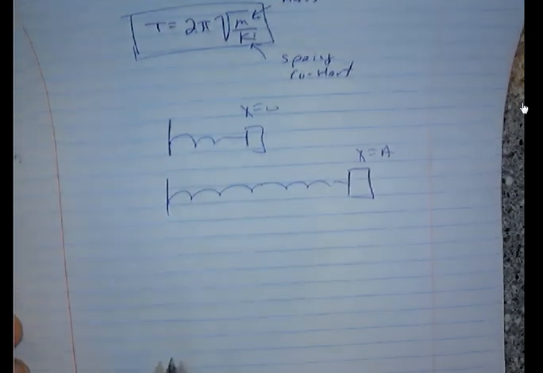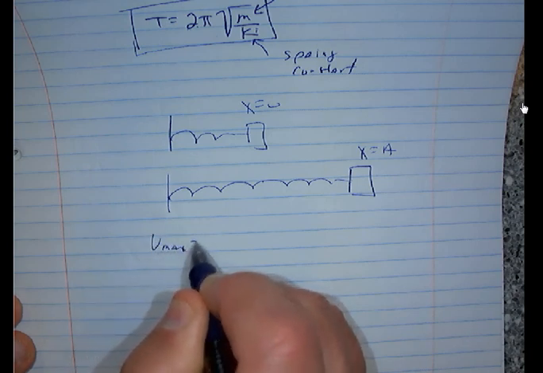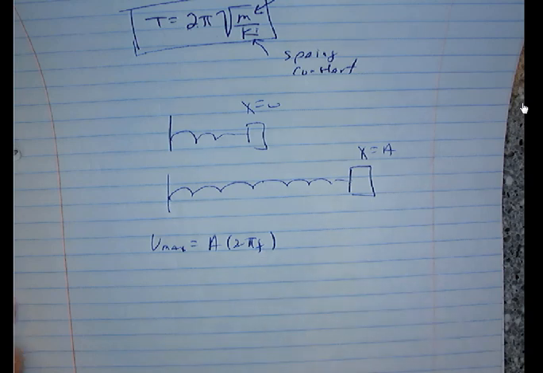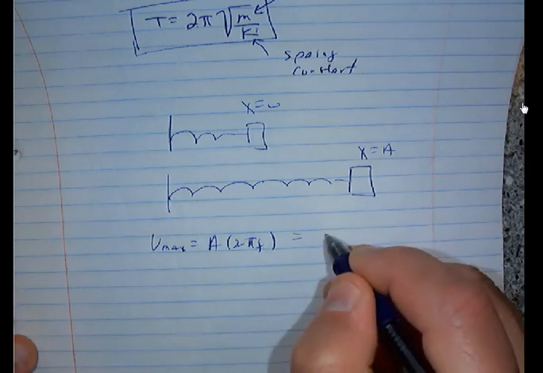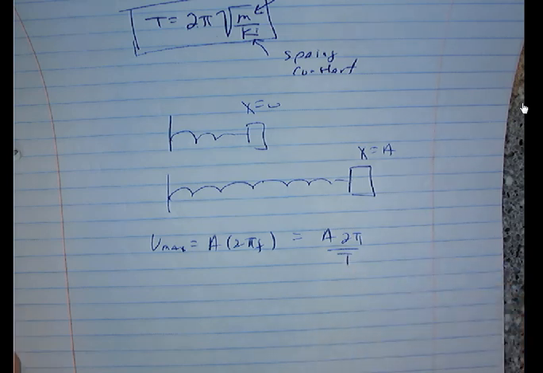And part B, the maximum speed. Same idea. The maximum speed we've already seen. It's the amplitude times 2 pi f. You have the period, so you can get the frequency, or if you want to write it like this, amplitude times 2 pi over the period. That works as well.